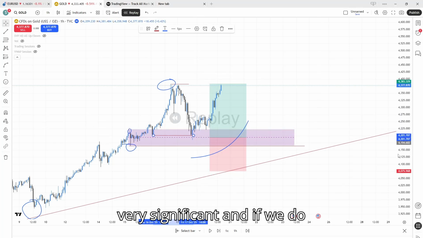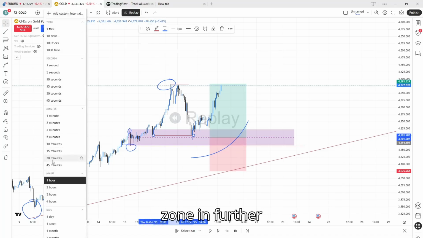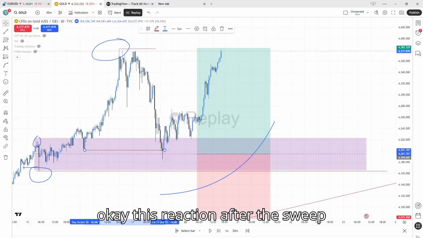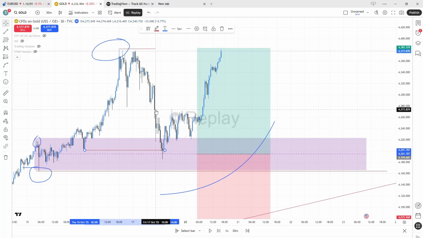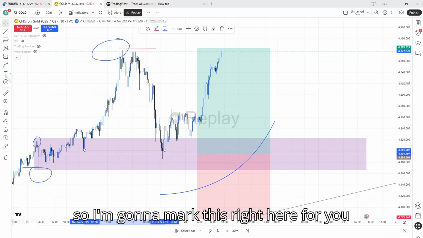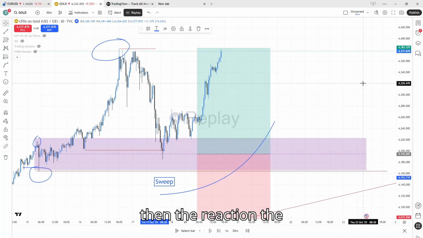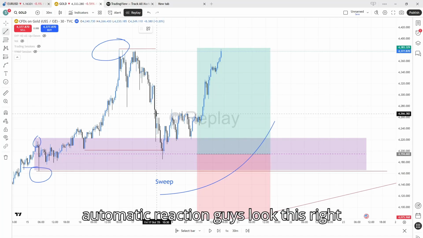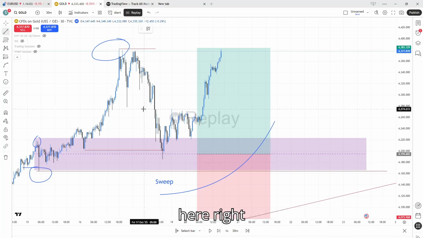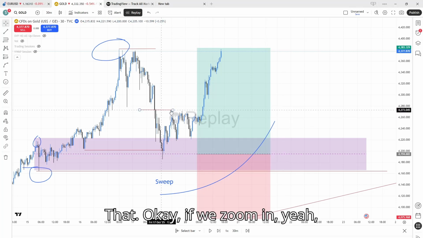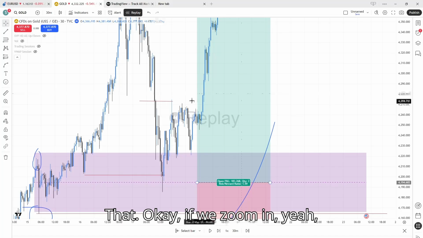Very significant. And if we zoom in further, okay, this reaction after the sweep right here. So I'm going to mark this right here for you guys: the sweep, and then the automatic reaction. Guys, look, this right here took out that. Okay, if we zoom in, yeah, you see that?